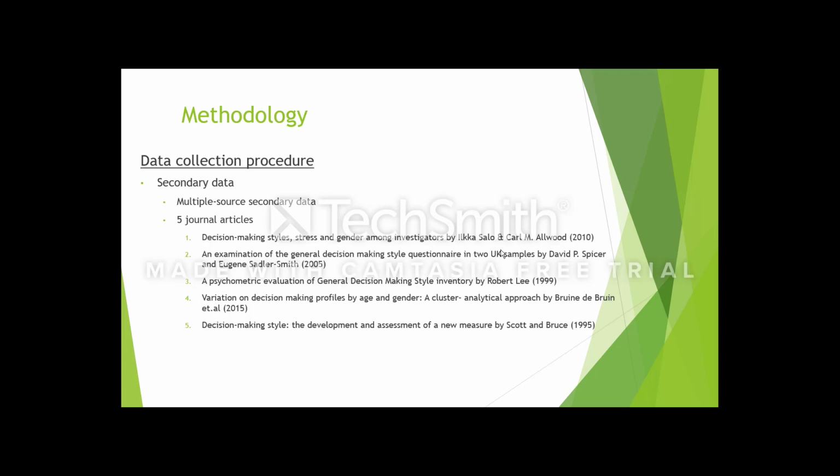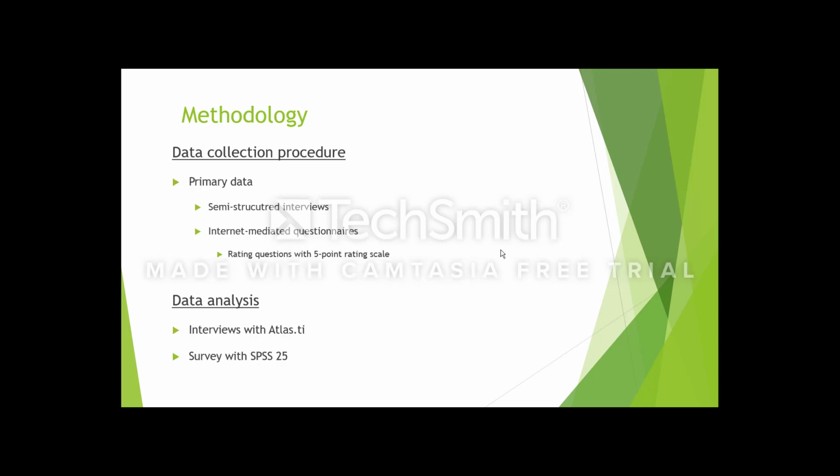We reviewed 5 journal articles, as you can see below. The first one is Decision-Making Style, Stress and Gender Among Investigators by Ilka Salo and Carl M. Alwood. The second one is an examination of the General Decision-Making Style questionnaire in 2 UK samples by David P. Spicer and Eugene Sadler-Smith. The third one is a psychometric evaluation of the General Decision-Making Style inventory by Robert Lee. The fourth is variation on decision-making profiles by age and gender, a cluster analytical approach by de Bruyne et al. And the last one is decision-making study, development and assessment of a new measure by Scott and Bruce.